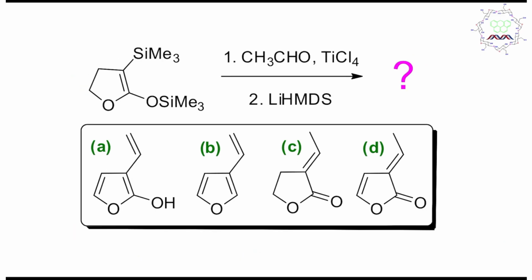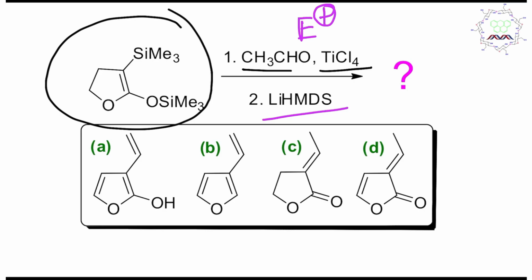So let's start. In this problem, before going to details, just look at what conditions are given: aldehyde and titanium tetrachloride, meaning a Lewis acid. So it's actually an electrophilic reaction condition, and second is a very strong base. And if you look at this molecule, it is a little unique. What is unique? One side has silicon attached to a carbon directly, meaning an alkene silane, and another side is a silyl enol ether.